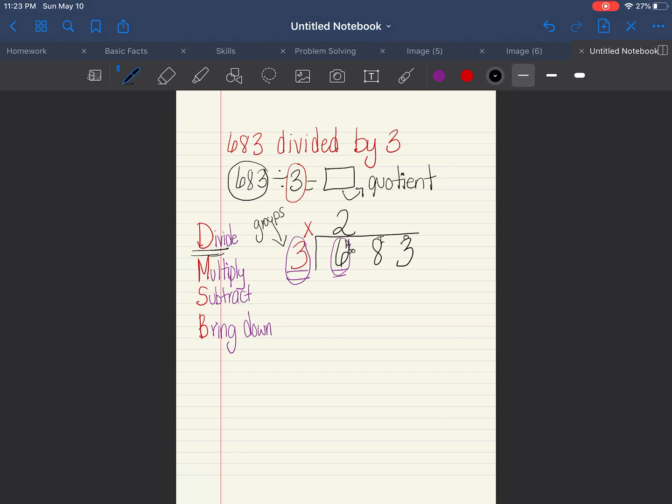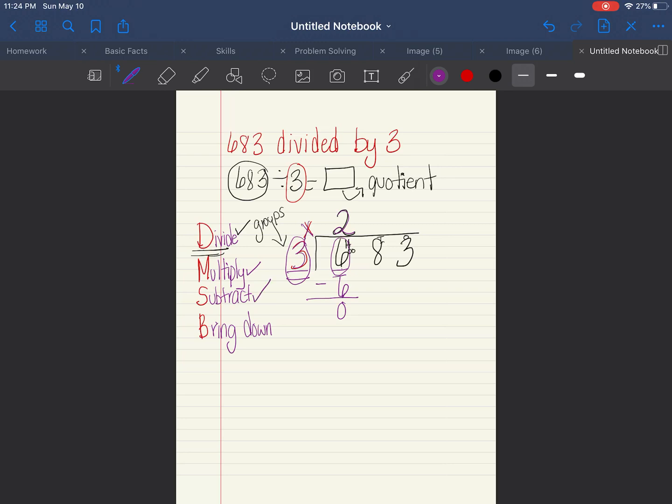So the first thing I'm going to do is divide. I'm going to ask myself, 3, how many times does it go into 6? That is divide. We know that 3 times 2 equals 6. So I just divided, so I'm going to put a check mark. And now I am going to multiply. I have the 3, I am going to multiply times 2. That equals 6, so we write it down. We multiply, so I'm going to put a check mark.